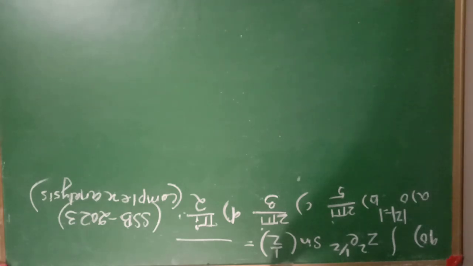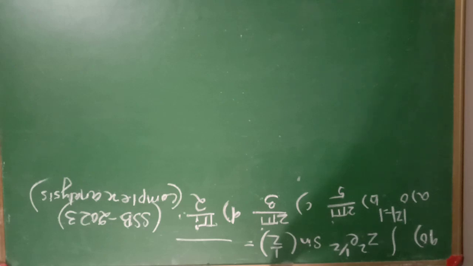This is the SSB 2023 question number 90, and this question is from complex analysis. The question is from complex integration. The given question is: integration over mod z equals 1 of z square e to the power 1 by z sin 1 by z dz equals how much?